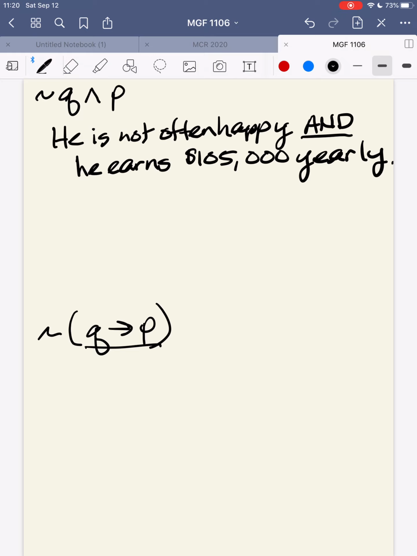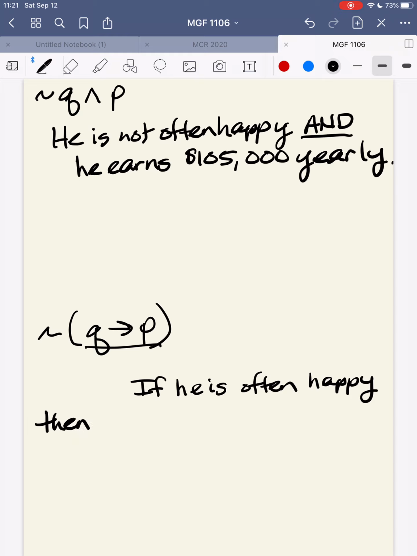So if we go ahead and do this one, make it an if-then statement. If he is often happy, then, so I have my if and then in there. Doesn't necessarily have to be capitalized. I'm just starting with the parenthesis part first. Then he earns $105,000 yearly.